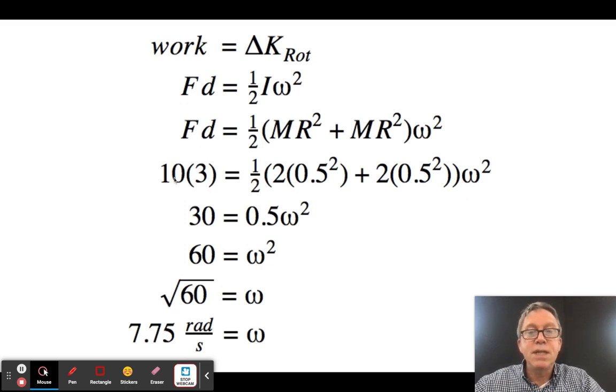I can say, well, force is 10. I apply 10 newtons of force across 3 meters of string. The mass, I can say, well, 1/2 of, I have 2 kilograms, and now the radius is half, remember, because the axis of rotation was halfway across that 1 meter, so 0.5 squared, and I have two of those. And so then, now everything's substituted in, I just solve it, and I get 7.75 radians per second equals my omega value.